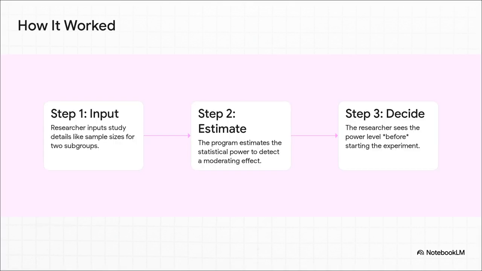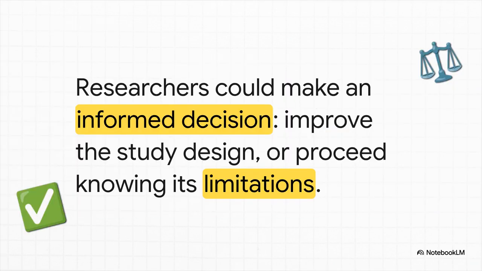So how did this little program work? It was brilliant in its simplicity. First, a researcher would just punch in the details of the study they were planning to do, like how many people they'd have. Second, the program would run a quick simulation and estimate what the study's statistical power would be. And third, this is the magic part. It would tell the researcher exactly how bright their flashlight was going to be before they even stepped into the warehouse. This little program gave researchers the power of foresight.